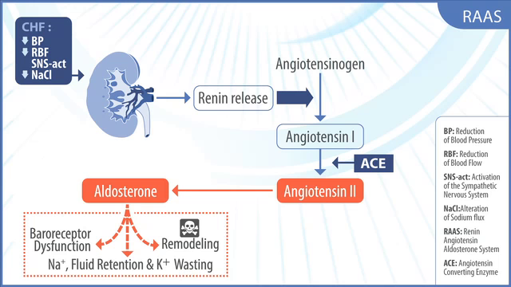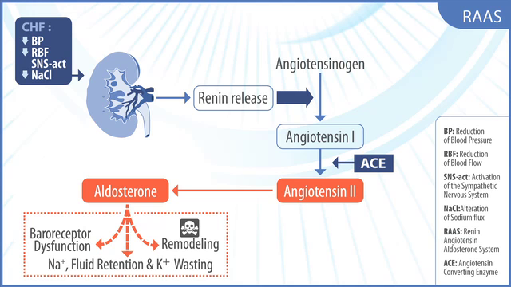Aldosterone is a great thing in health, and it does good things for us, but when it's chronically activated, it does some bad things. And these include causing pathological remodeling of the myocardium, the vessels. It causes sodium and fluid retention and potassium wasting, and it causes baroreceptor dysfunction.